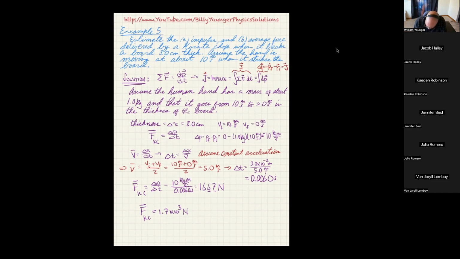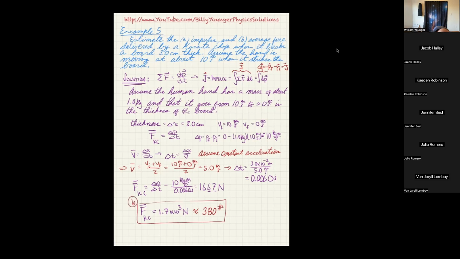Add those together, and this gives me approximately 380 pounds. So that's a pretty good force. And that is our answer to part B, if you will.